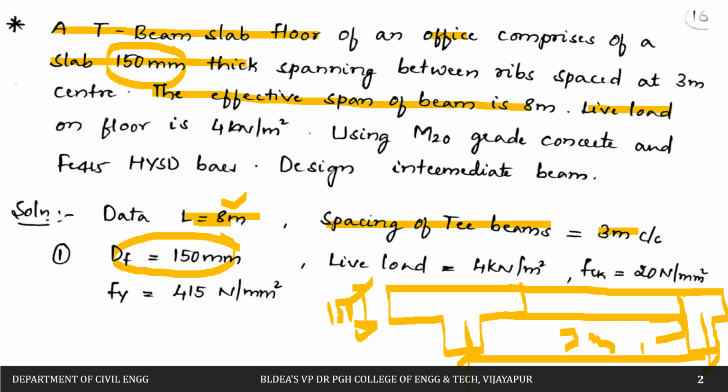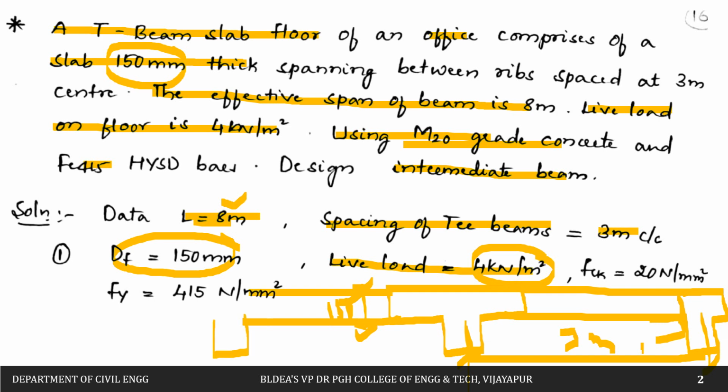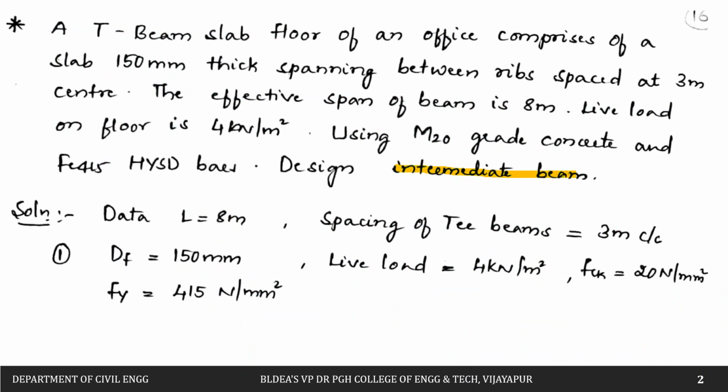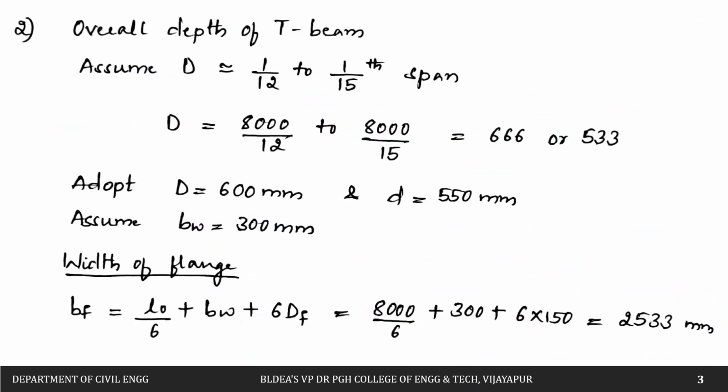Live load on floor is 4 kilonewton per meter square. So we are going to use M20 grade of concrete and Fe415 steel. Now we have to design one intermediate beam. For example, an end beam would be acting as an L beam. So if it is intermediate, then we are going to design it as a T beam. Therefore they have given in the question that we have to design it as an intermediate beam. So let us solve now with this data.